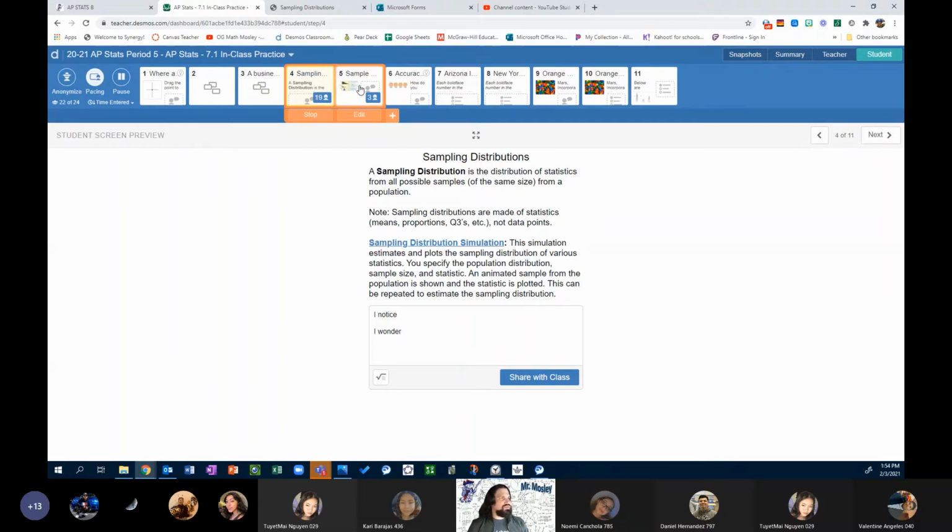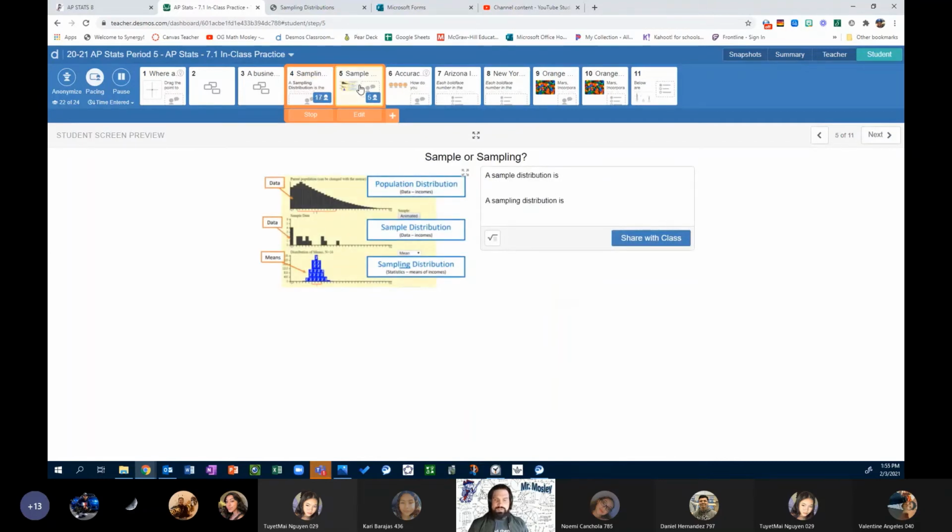So please progress to the fifth one, sample or sampling. And I'm actually going to open up the one after that as well, just don't go there quite yet. So sample or sampling, the whole point is to say what these two things are and recognize that they're different. A sample distribution is not the same as a sampling distribution. And we have pictures of a population, sample, and sampling distribution. They're all related, right? The sample comes from the population and the sampling distribution is built off of samples. So they're connected, but they're definitely not the same.